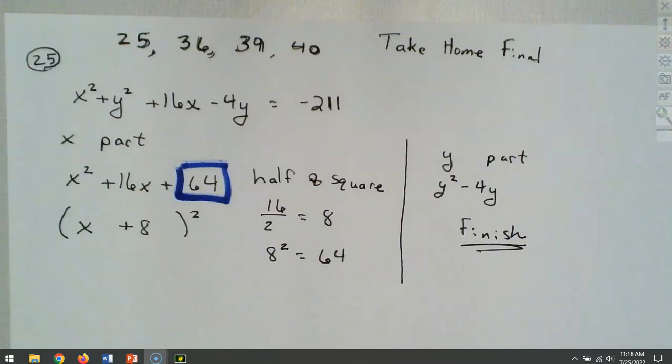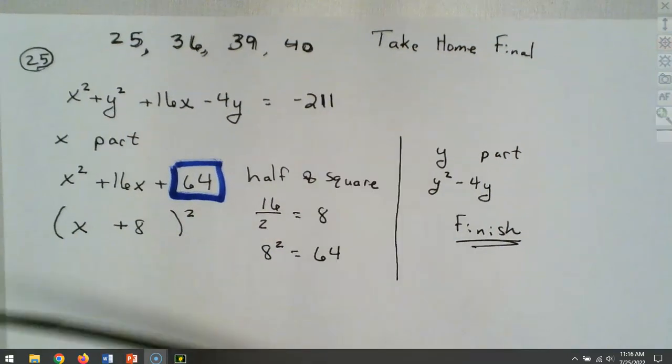Now, what happens if when you put it all back together, it stays negative? Let's say it was a negative 20. It's a different number, but let's just say it was a negative 20. If it equaled a negative 20 at the very end, what would that be? That wouldn't be a circle anymore, would it? Why not? Because you can't take the square root of a negative number. It comes out imaginary, and we can't have an imaginary radius.